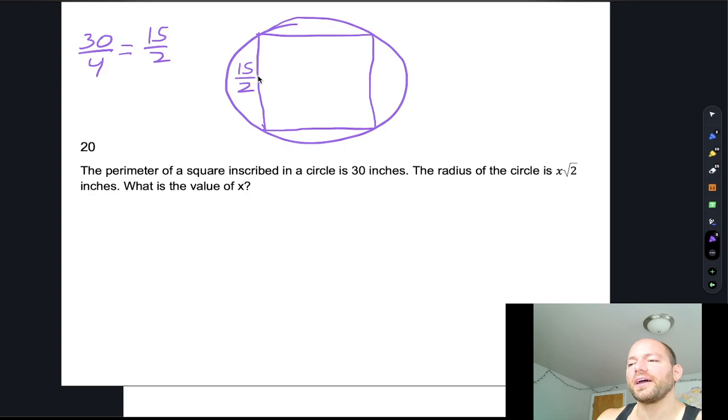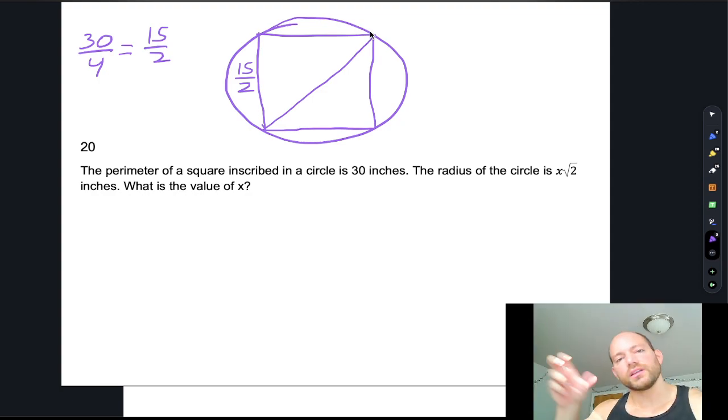Okay, so now we're talking radius. So we should probably draw a radius. Now there are many different directions where we could draw it, but you know where the good place to draw it is? If we draw a diagonal across the square. I realize that's drawing a diameter, but it's like drawing 2 radii, right? You know why that's smart to do?